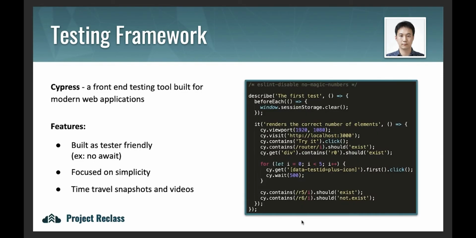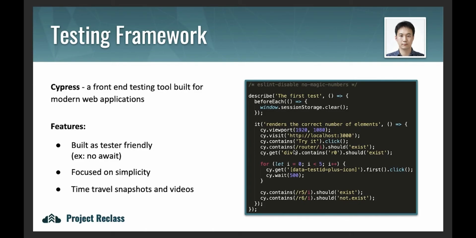Here is an example of a Cypress test for Toynet. It checks if the correct number of devices with the correct numbers are rendered. You can define the dimension of the screen using viewport. Localhost 3000 is where Cypress can find the home page. Cypress can find the try it button and click on it to simulate the user's action. I can also check if certain text like router or R0 exist.